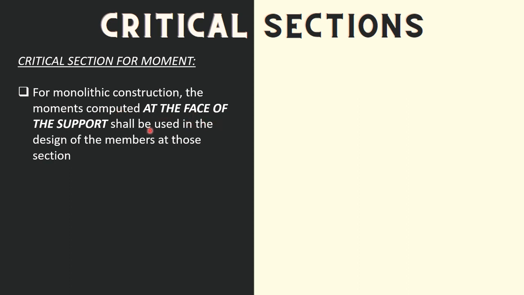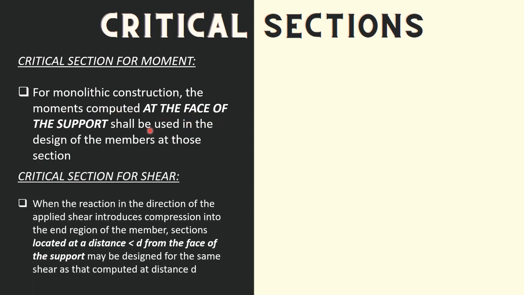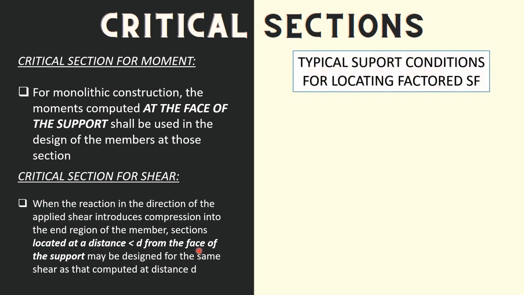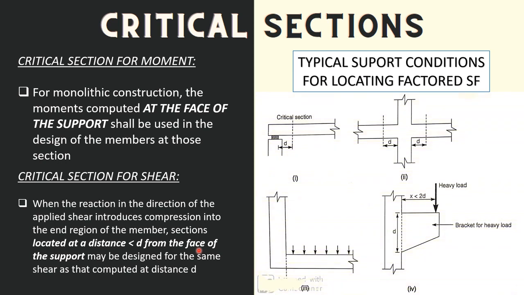And for critical section for shear, when the reaction in the direction of applied shear introduces compression into the end region of the member, sections located at a distance less than d from the face of the support may be designed for the same shear as that computed at distance d. So this is all about the typical support conditions for locating factored shear force.